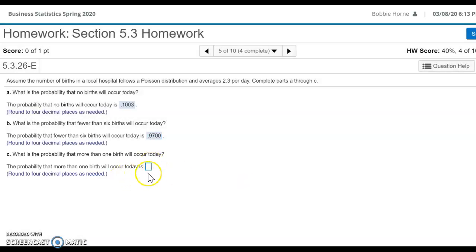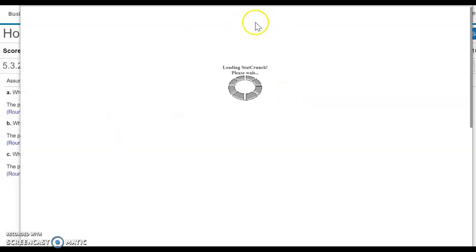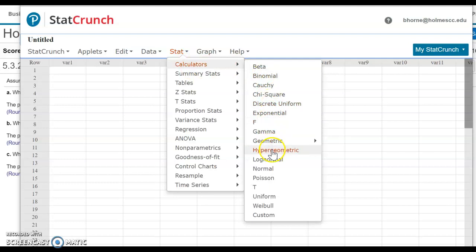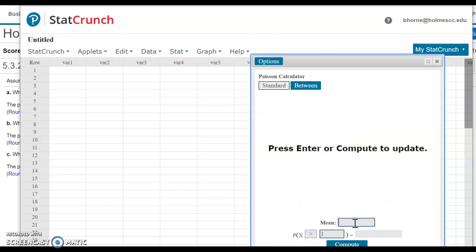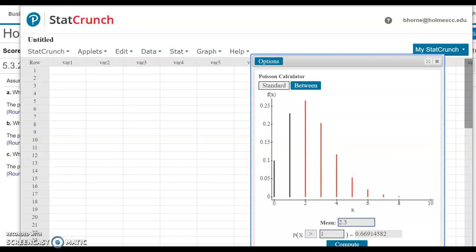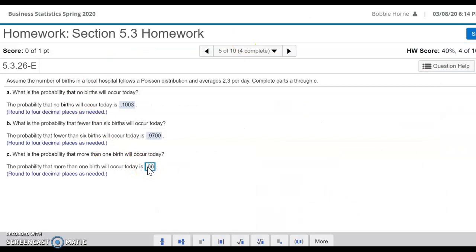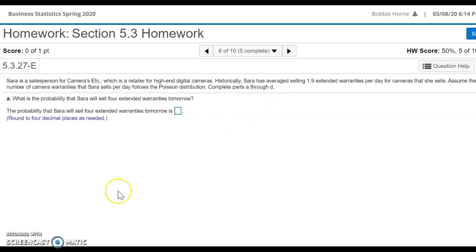What is the probability that more than one birth will occur today? So more than one. So more than 1 and 2.3. So 0.6691.